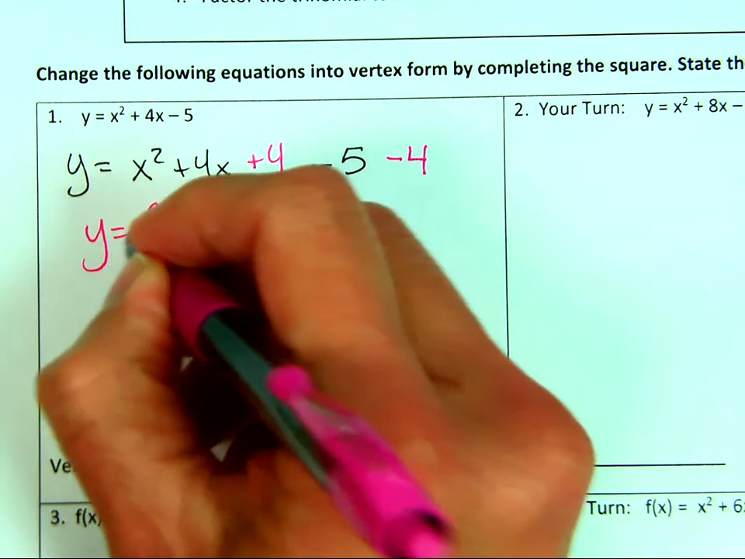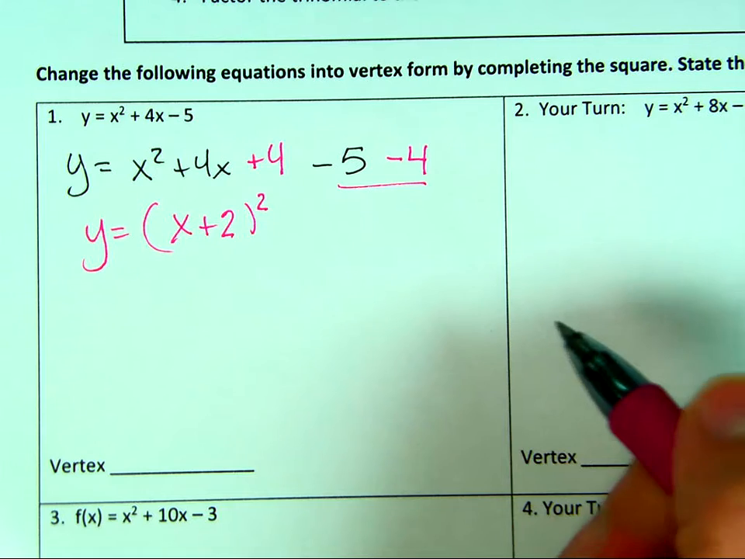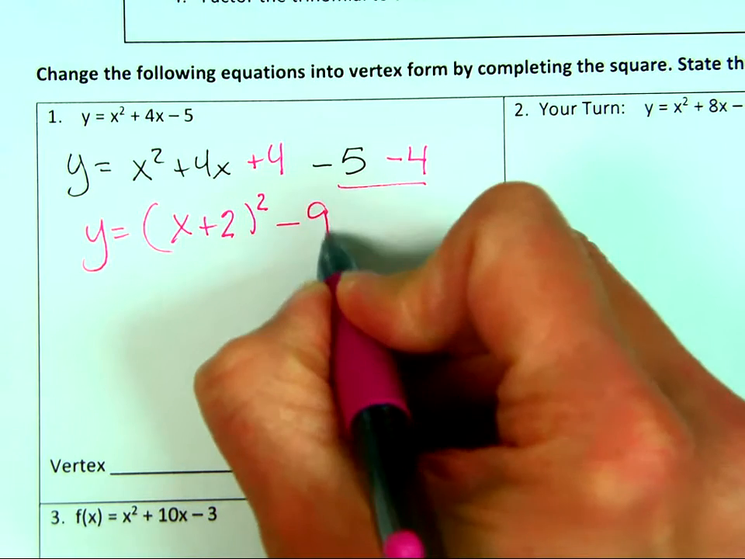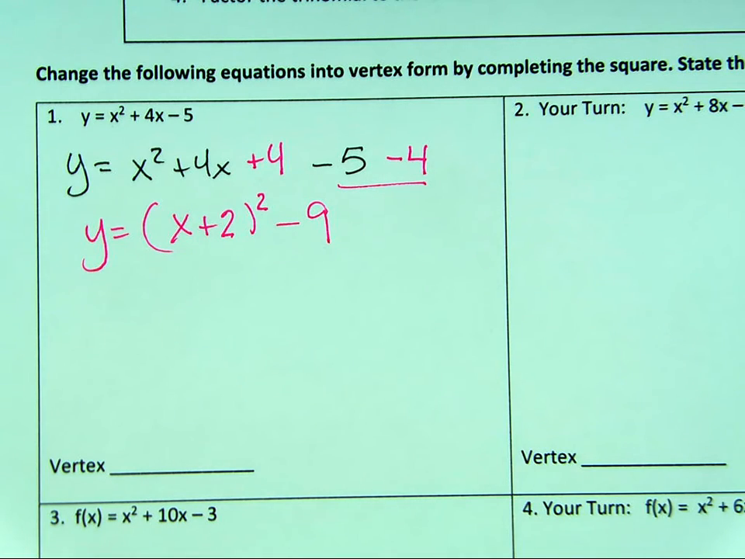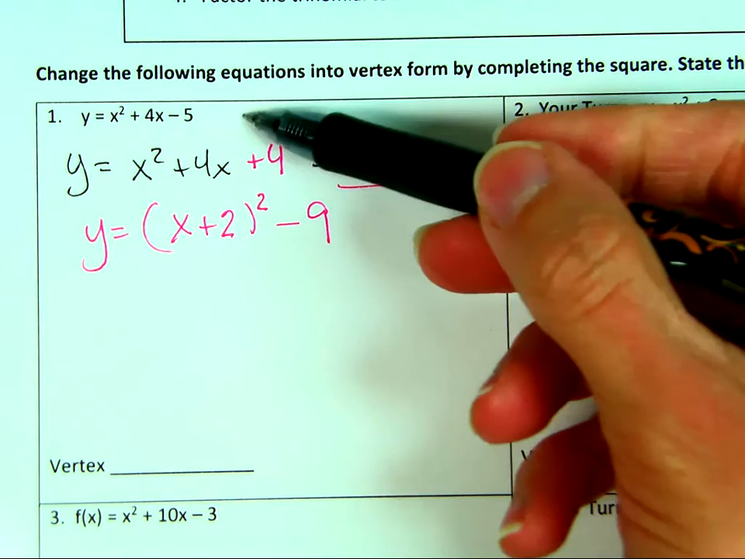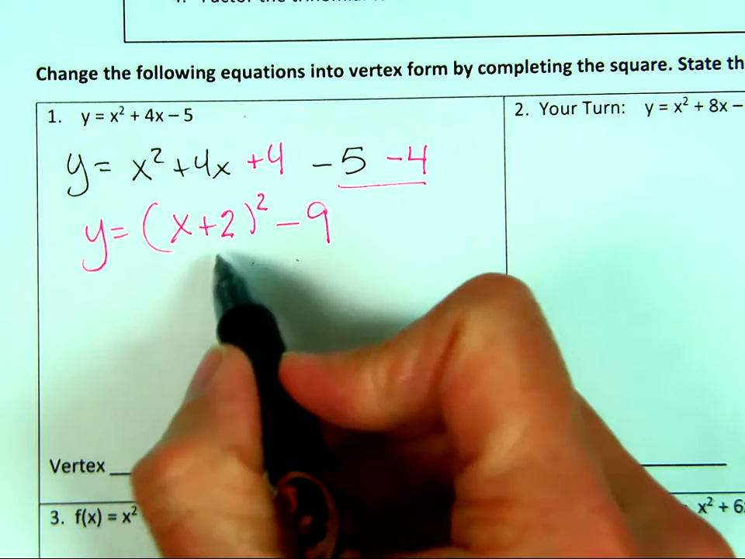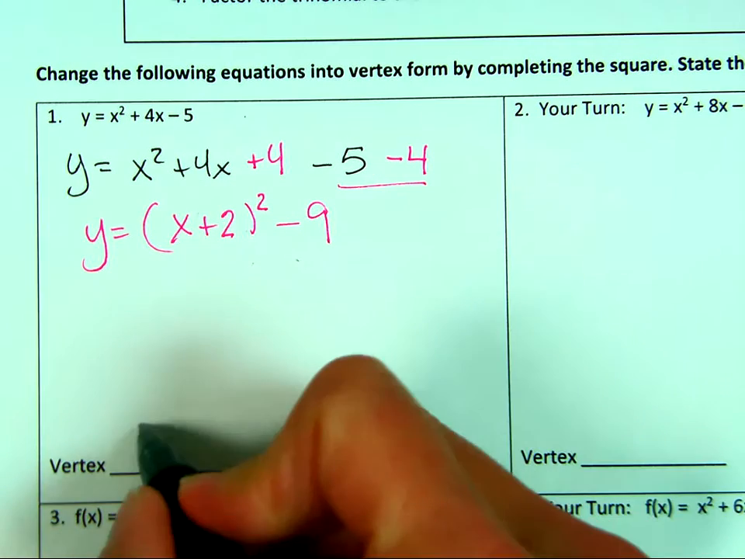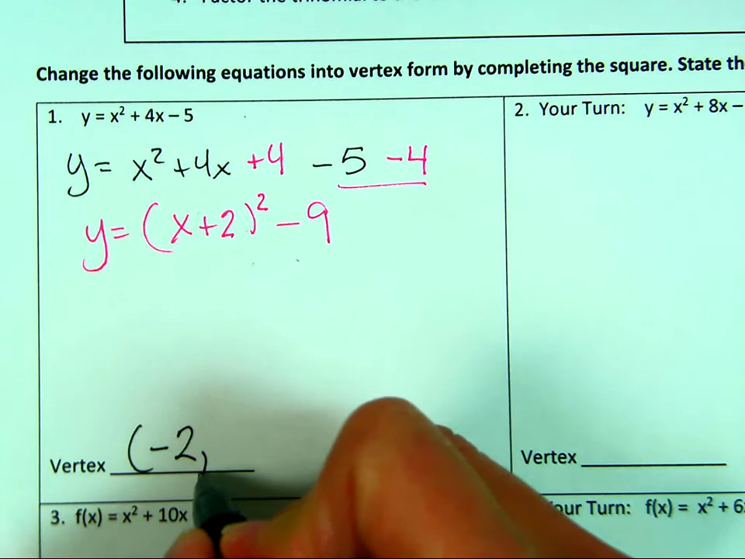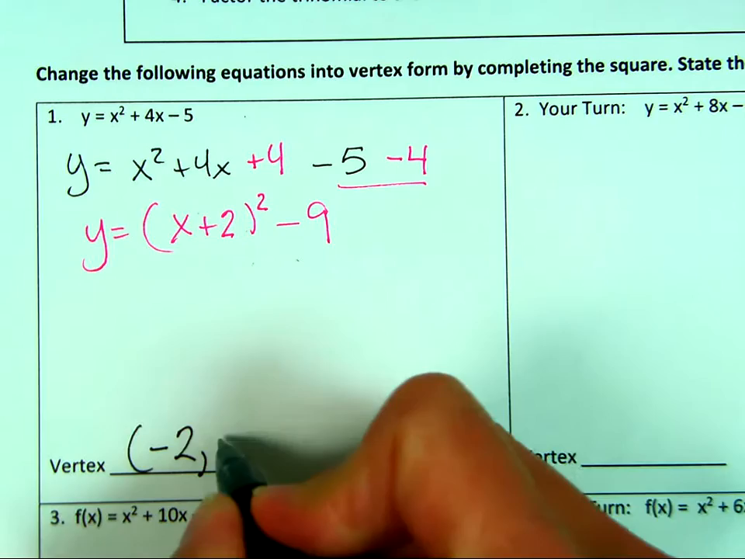So it's still y equals, and then I combine these, and that's negative 9. And now, voila, it's in vertex form. We changed it from standard form to vertex form, which means I can find the vertex now. The vertex, remember, is the opposite of what I see there. So the x-coordinate is going to be negative 2, and the y-coordinate is going to be negative 9.